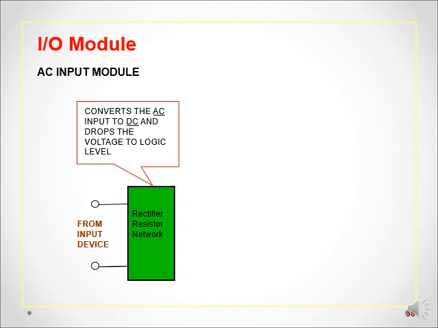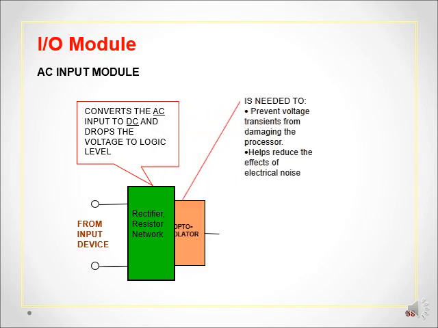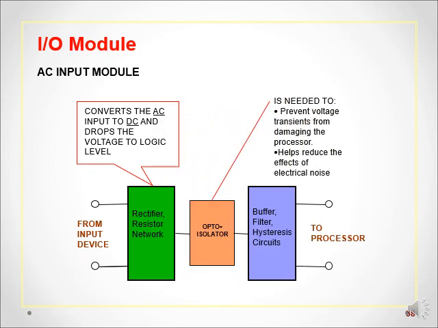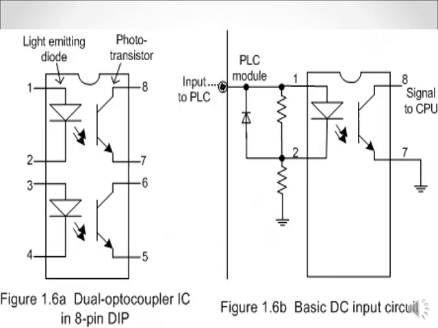The same applies in the case of the output module. For an AC module, you have an extra element, a rectifier resistor network, a rectifier circuit, because you have to convert your AC into a DC signal. And then the opto-isolator, buffer, and finally the processor.